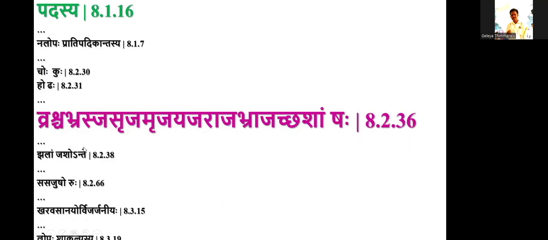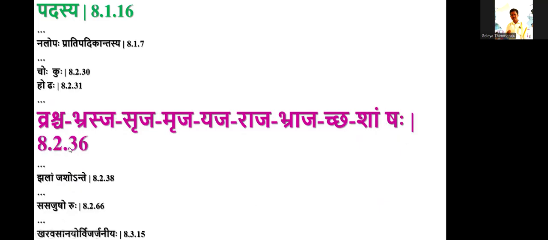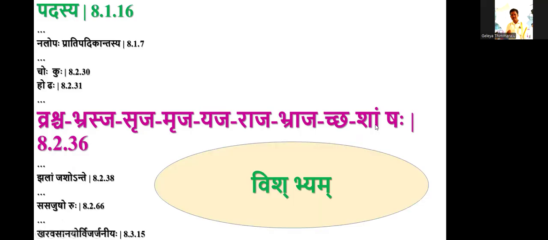Next we have this sutra Rascha Brascha Srujam Bruja Yaja Raja Braja Chasham Shaha, 8.2.36. Rascha Brascha Sruja Bruja Yaja Raja Braja Cha Shaha Sham Shaha. So by this sutra, all these words get the adesha shakara.